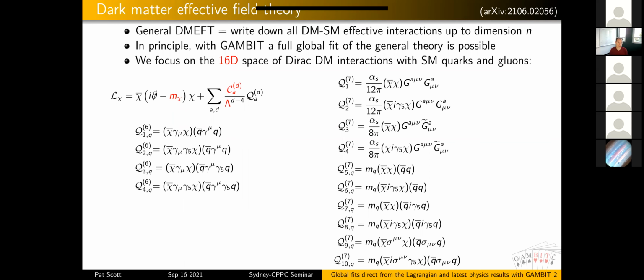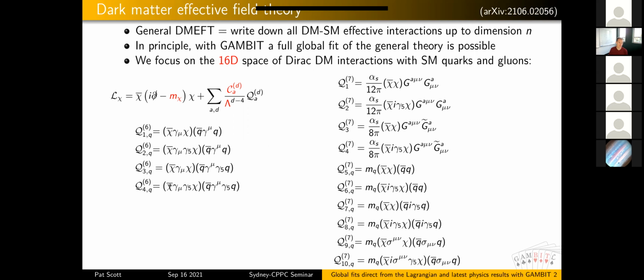So we decided to start by focusing on the 16-dimensional space of Dirac dark matter that interacts with standard model quarks and gluons. This is the Lagrangian of the theory. The 16 parameters come from the dark matter mass, the scale of new physics. We take a universal scale of new physics for all effective interactions. And then the Wilson coefficients of each of these effective operators, Q_A. We've got 14 of them.